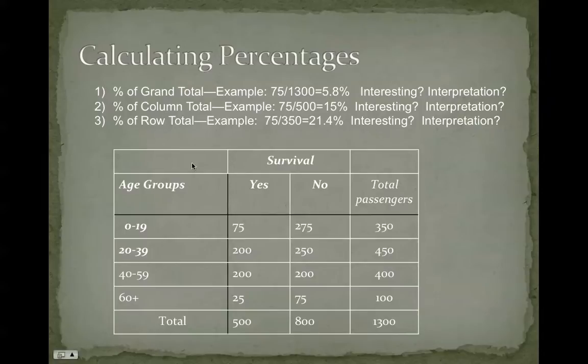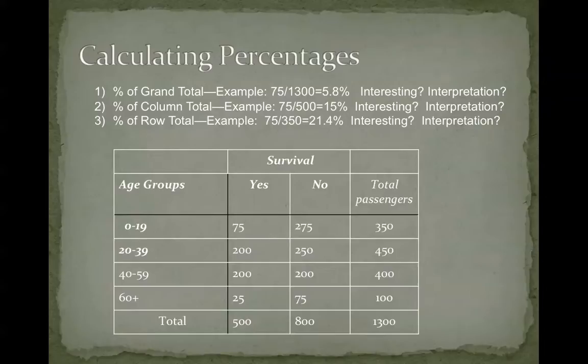So if I said, what is the percent of grand total for passengers 0 to 19 and survived, you would give me the answer 5.8%, which is 75 divided by 1,300. So the percent of the grand total, this is the grand total, of passengers in the age group 0 to 19 and survived, where those two cells meet, is 75. So it's 75 out of 1,300, that's 5.8%.